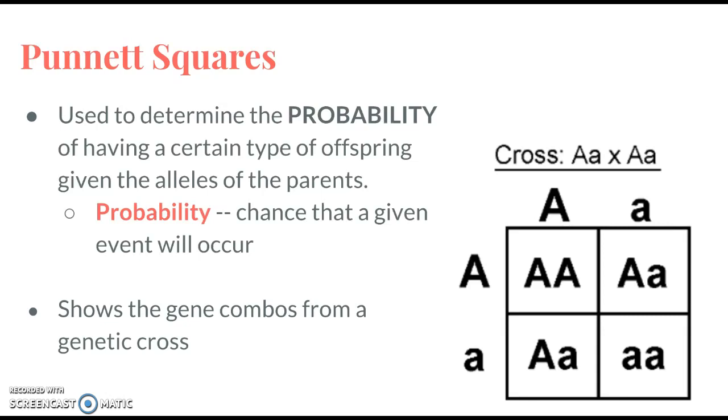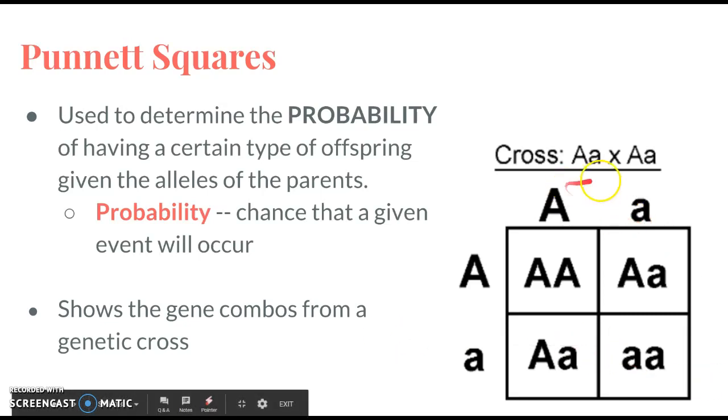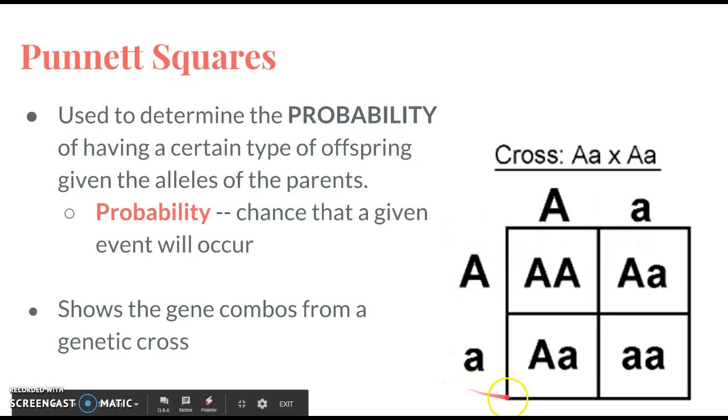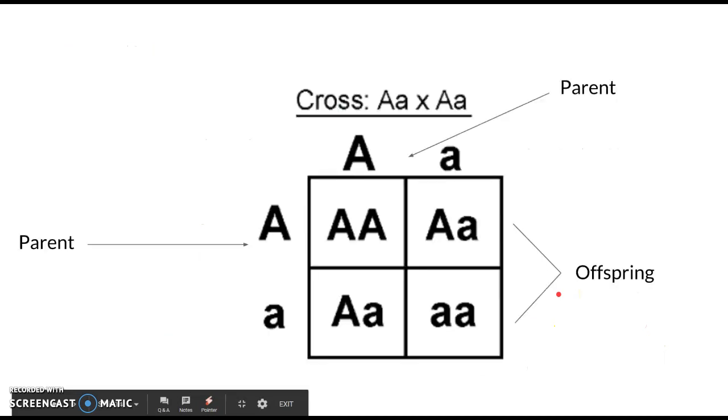I'm going to use a Punnett square to be able to figure that out. This shows the gene combinations from a genetic cross. So we take this individual who is heterozygous, meaning two different alleles. They have the dominant and the recessive, and we cross it with another person who is heterozygous, dominant and recessive. And the boxes will tell us the chances of getting certain traits.